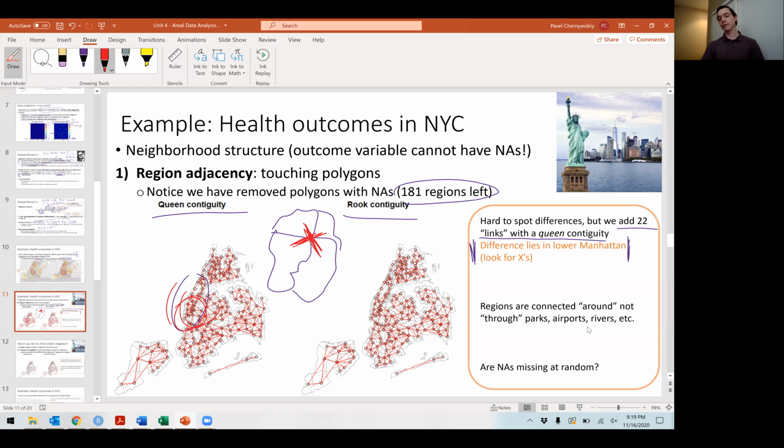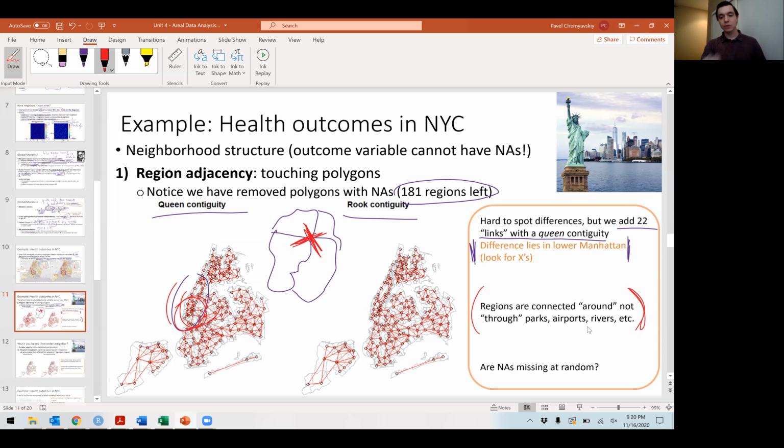You know, and then we have this case where the regions are forced to connect around the parks, not through the parks, right? Clearly, if I have Central Park in front of me, I can walk through Central Park. But because we're counting touching regions, two regions that are apart from one another are not connected. So we have to understand these as possible limitations for what we're trying to do.